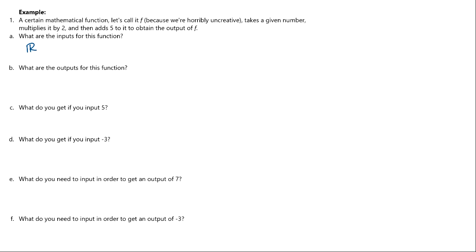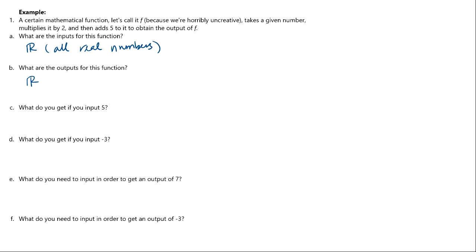And now for the outputs, when we're doing operations to a real number by multiplying by 2 and then adding 5, our end result should remain a real number. So we can say that the outputs for this function are still going to be all real numbers. These are all possible results. In this case, it could be a decimal, could have a radical, which means it could be a square root number or things like that. So we can say it's all real numbers for the inputs and outputs both.